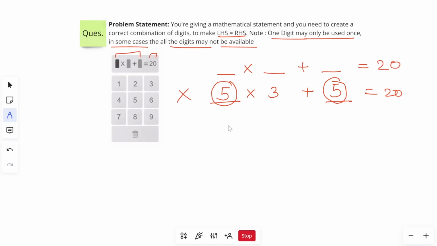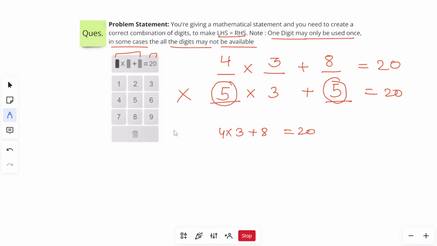Now let's see what can be the correct one. So, you can take a 4, and then another digit you can take is 3. So 4 into 3 will be how much? 12. So how much is remaining now to make it 20? 8 is remaining, right? So this can be a correct answer. That is 4 into 3 plus 8 becomes 20. In this one, you are making your LHS equal to RHS, and you are also following the condition, which is that each digit is used once. So this is absolutely correct.